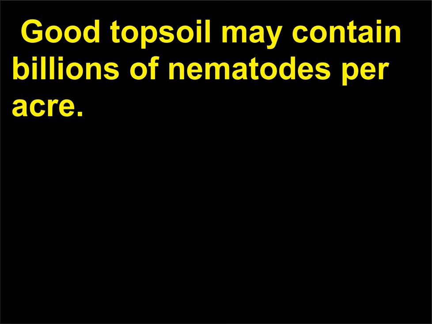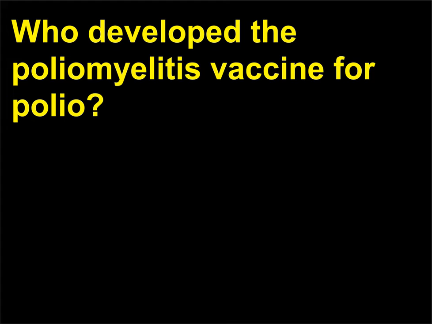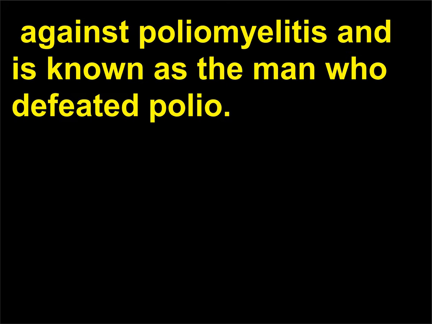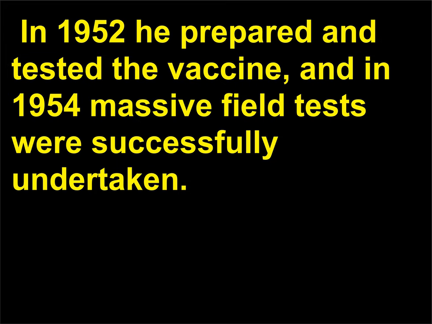Who developed the poliomyelitis vaccine for polio? Immunologist Jonas Salk, 1914-1995, developed the first vaccine, made from a killed virus, against poliomyelitis and is known as the man who defeated polio. In 1952 he prepared and tested the vaccine, and in 1954 massive field tests were successfully undertaken.